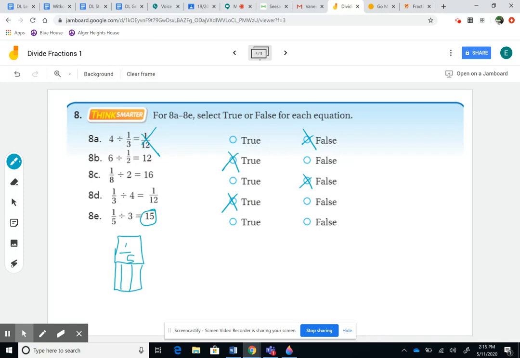And in an earlier lesson, I said the smaller the denominator, the bigger the piece. The bigger the denominator, the smaller the piece. So if we split these into 3 equal groups, we're actually going to be splitting them into 15ths. So it would be 1/15, not 15 wholes, and the answer is false.